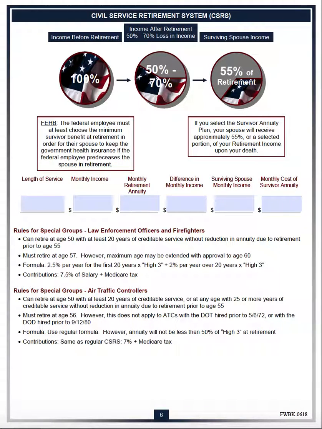And then the review page. Both retirement systems have review pages where we're talking about length of service prior to retirement, monthly income in retirement, difference in monthly income, surviving spouse monthly income if they chose it, as well as the cost of that. The 2 boxes above the review talk about the Federal Employees Health Benefits and its attachment to the survivor benefit.